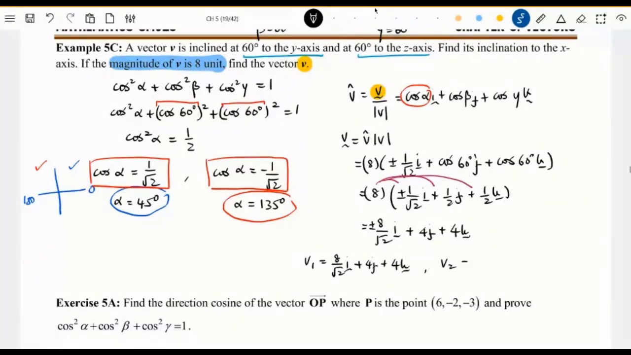And then your V2 akan jadi negative 8 over square root 2 i plus 4j plus 4k. Okay, is that clear for you? Clear, Miss. Okay, ada apa-apa nak tanya?